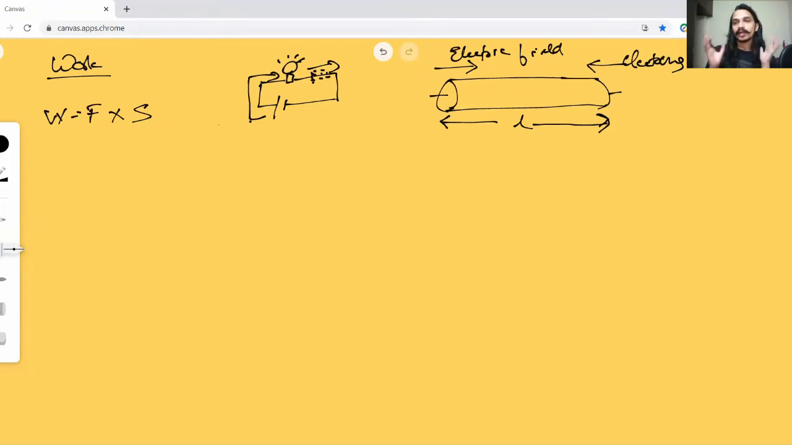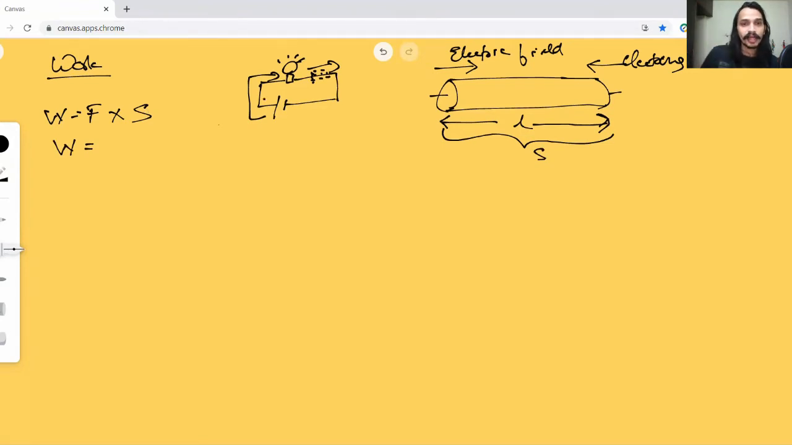Now, first let's look at what exactly this displacement is. How much movement are we looking at? Since we're taking one small section of the conductor, we'll say that we're looking at this section of the conductor. This is nothing but our displacement. So I can now write the work done on these charges. Remember, these are the charges that are moving.